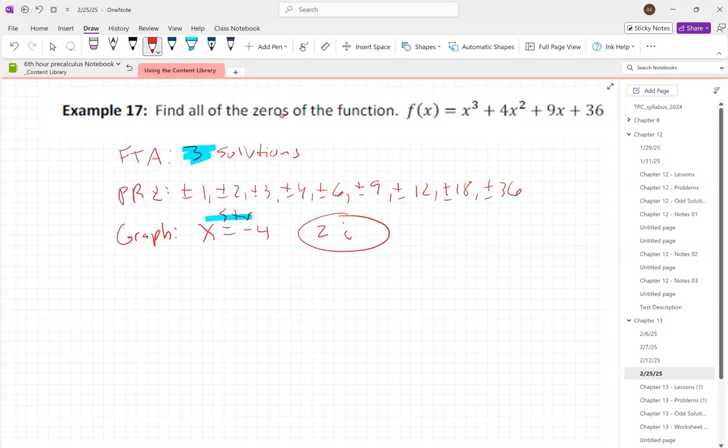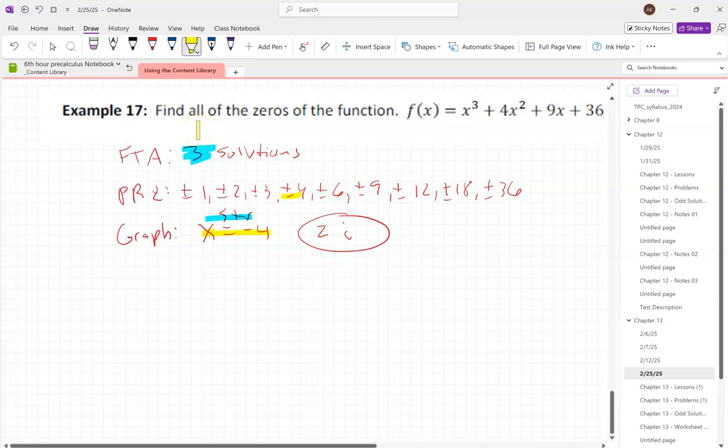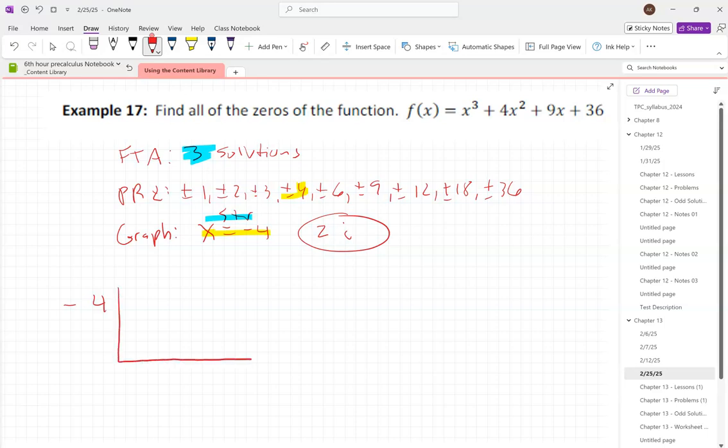All right, so -4, I noticed that that's definitely on my list, right? So like here it is, -4. So let's go ahead and do the synthetic division with that. So that's great, right? We got remainder 0. That's what we were expecting.